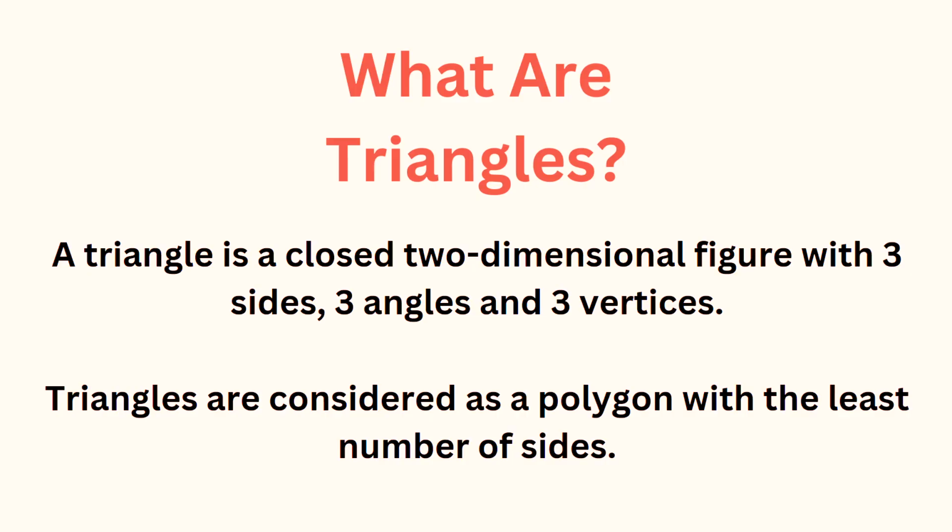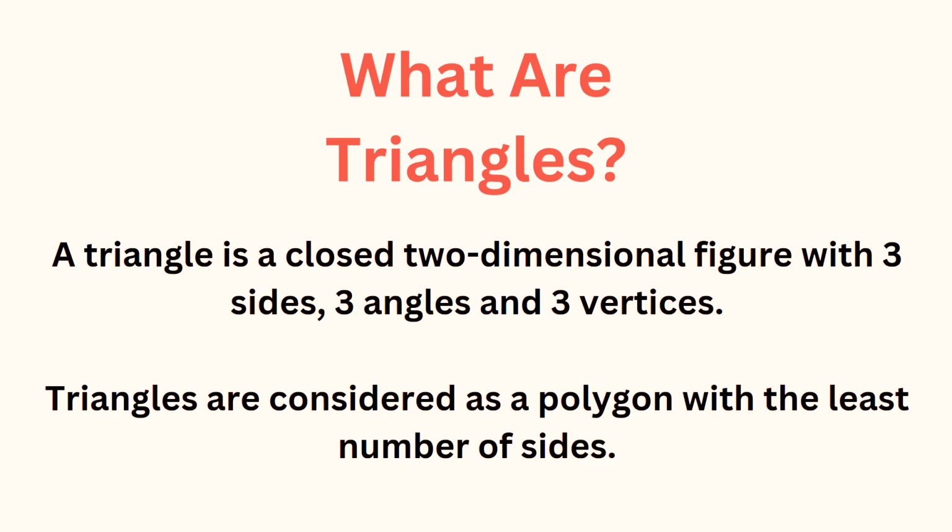So what is a triangle? A triangle is a closed shape. This word you have seen, closed. Closed means that the end points are meeting each other. So a triangle is a closed two-dimensional figure with 3 sides, 3 angles and 3 vertices. When you put 3 line segments on the same platform and join them, you will get 3 sides, 3 angles and 3 vertices.